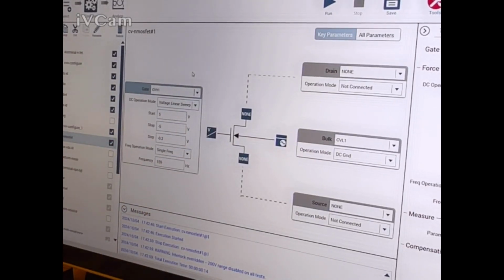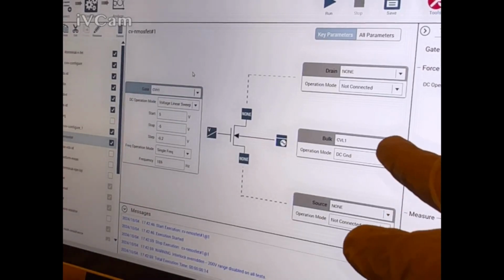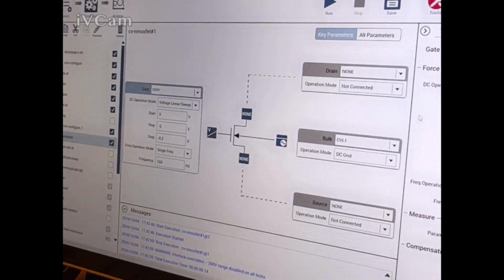You're missing the CV low, aren't you? You have one CV low and you have two none. Oh yeah, that's not right. You need a CV low. Oh, it doesn't matter because it's shorted up there. So it still doesn't matter. The problem is I'm connected to the bulk and I don't have a cable for the bulk.